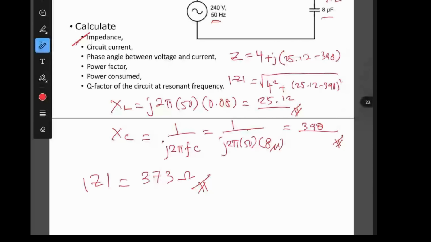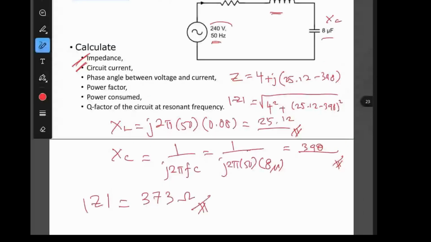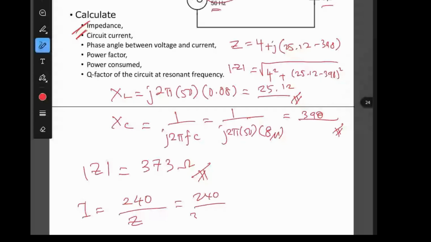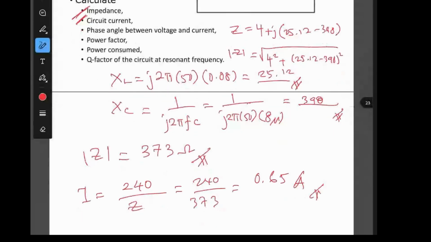Next is circuit current. Okay, current, we know that voltage is 240. So current will be equal to 240 divided by Z, which is equal to 240 divided by 373, equal to 0.65 ampere.